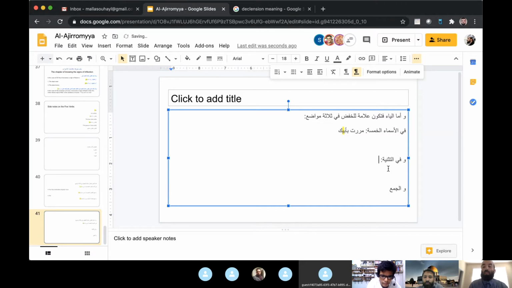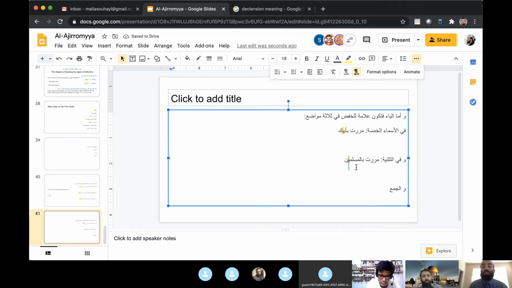In the tathniya, you say marartu bil muslimaini. The same thing. We already discussed how ya becomes a sign of nasab in the dual noun. The same concept applies for the khafad. Ya becomes a sign of khafad as well in the dual noun.